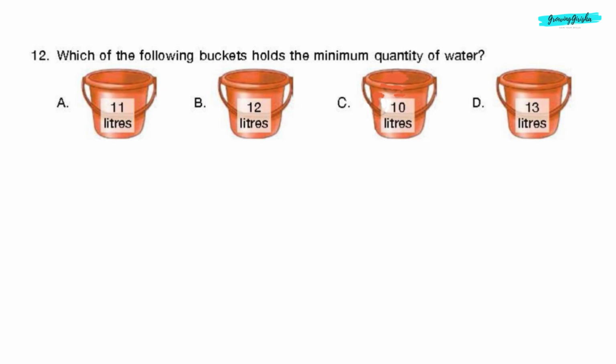Question 12. Which of the following buckets holds the minimum quantity of water? Option A has 11 liters, option B has 12 liters, option C has 10 liters, option D has 13 liters. Bucket in option C holds the minimum quantity of water. So option C will be the correct answer.